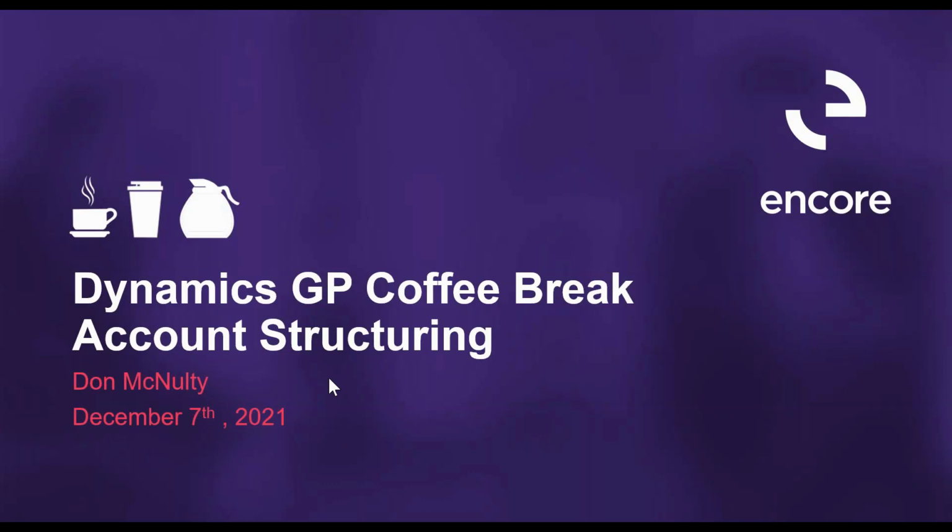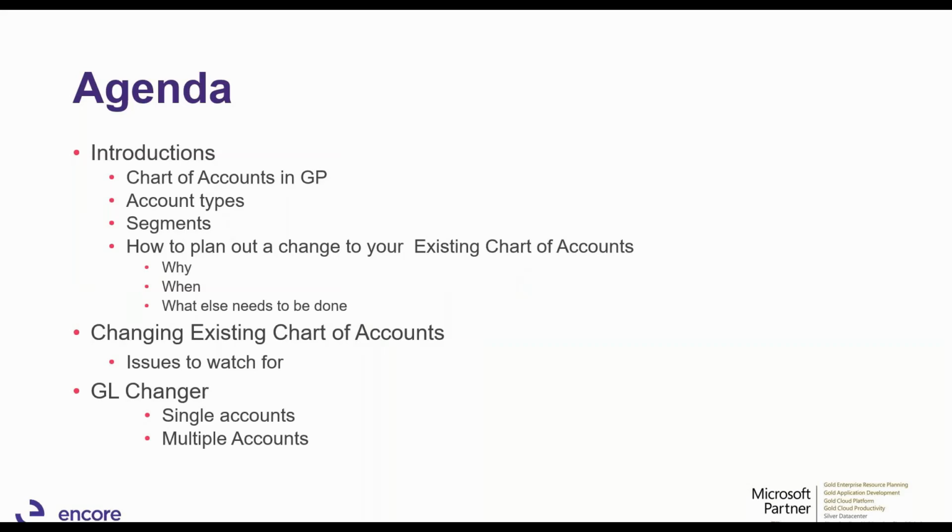So today we're going to talk a little bit about the general ledger and what happens to a GL over time. So basically, the agenda for today is we're going to talk about the chart of accounts in GP, the different account types, segments, and how to plan a change to an existing chart of accounts. Most of you already have a chart of accounts in place. Some of you are going to be happy with yours, and some of you are going to say it's out of sync and out of whack.